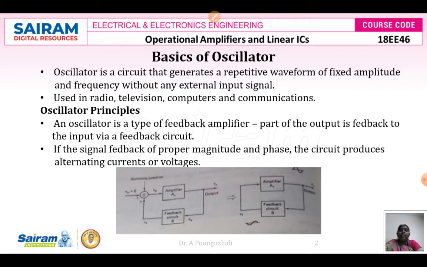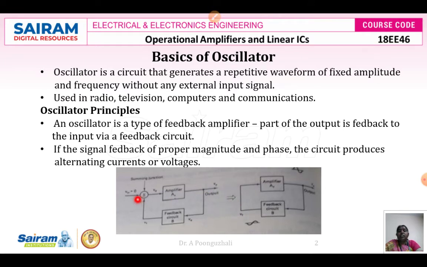The main applications of oscillators are in radio, television, computers and communications. In these we need oscillations, that is, the circuit acts as a carrier wave, so oscillators are used to produce the carrier waves. The oscillator principle is that we take a feedback amplifier. In this feedback amplifier, a part of the output is fed back to the input. If the feedback signal is of proper magnitude and phase, then the circuit produces alternating currents or voltages.